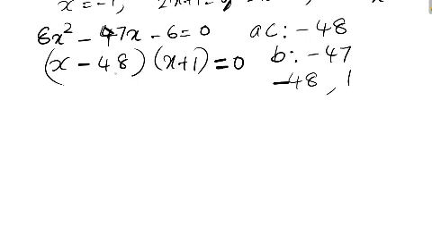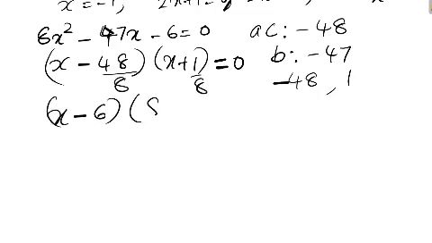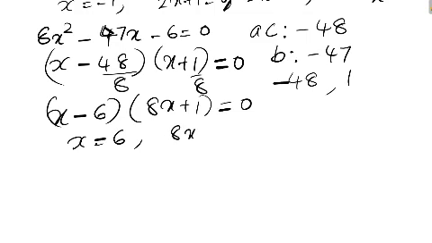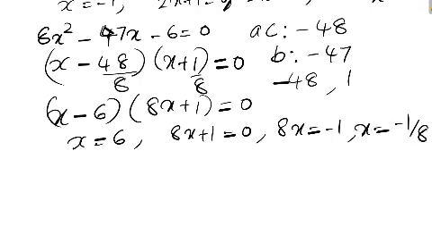Here the coefficient is not 1, it is 8. So divide these numbers by 8. Then x minus 6 into 8x plus 1 is equal to 0, which means x is equal to positive 6, and this one 8x plus 1 is equal to 0 means 8x is equal to negative 1 and x is equal to negative 1 over 8. Okay.